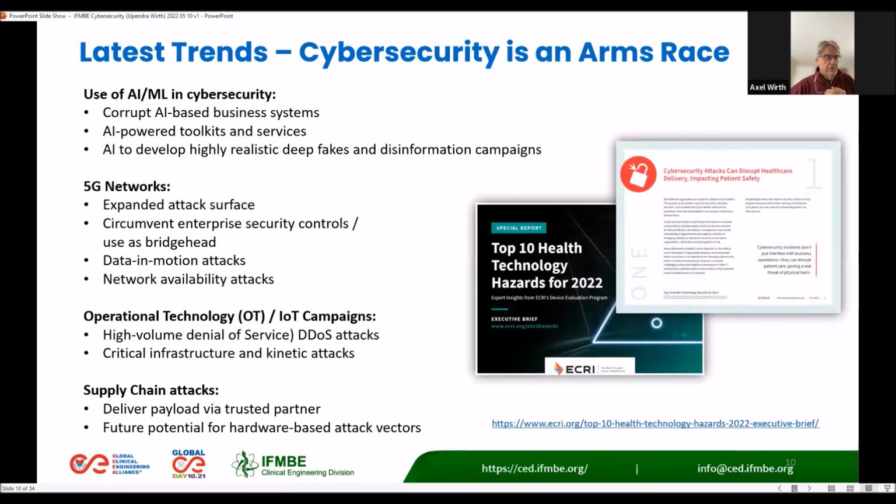So no wonder that organizations like, for example, the ECRI Institute have now called on the healthcare industry to be aware of cybersecurity, and they have included cybersecurity risks since 2015 in their annual top 10 health technology hazards. And in 2022, the most recent report that came out, it even ended up in the number one spot as a risk to the healthcare industry and a risk to patient safety.